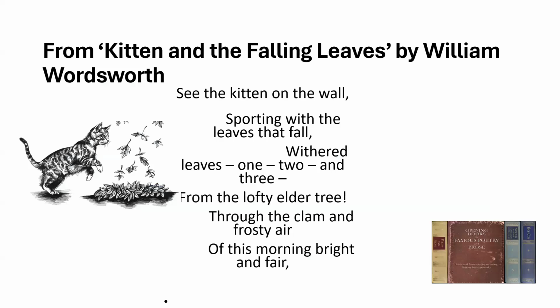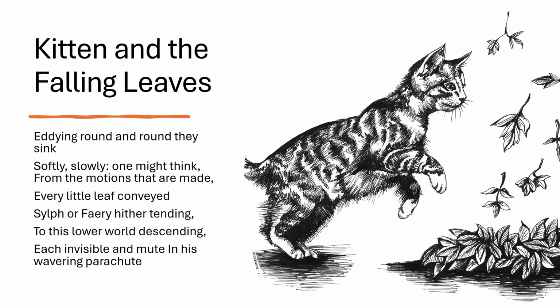See the kitten on the wall, sporting with the leaves that fall, withered leaves, one, two, and three, from the lofty elder tree, through the calm and frosty air of this morning bright and fair, eddying round and round they sink, softly, slowly. One might think, from the motions that are made, every little leaf conveyed, sylph or fairy, hither tending, to this lower world descending, each invisible and mute in his wavering parachute.